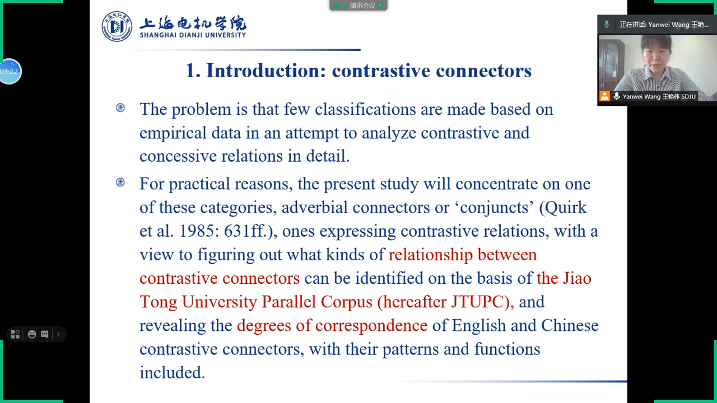For practical reasons, the present study will concentrate on one of these categories, adverbial connectives or conjuncts, expressing contrastive relations, with a view to figuring out what kinds of relationship between contrastive connectives can be identified on the basis of the GTUPC parallel corpus, and reviewing the degrees of correspondence of English and Chinese contrastive connectives, with their patterns and functions included.